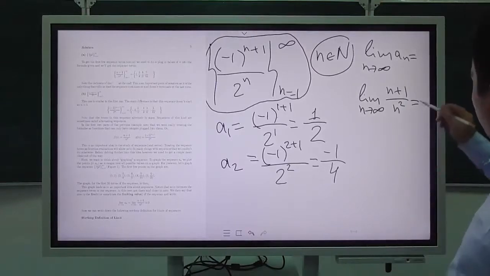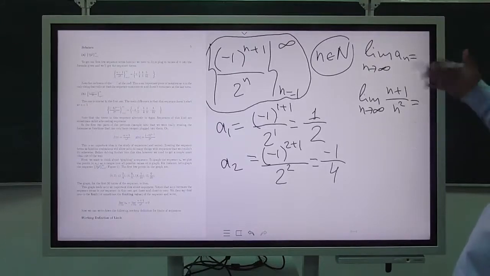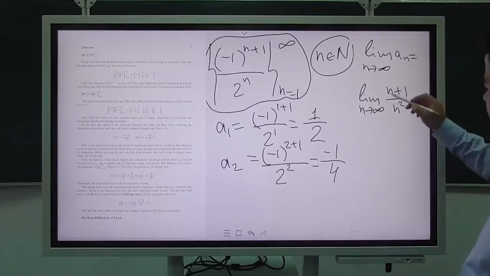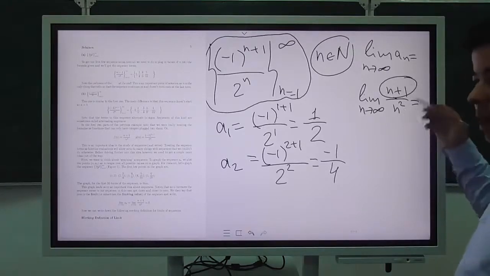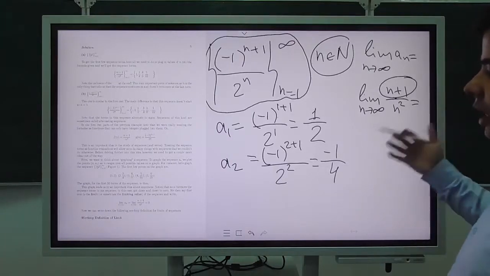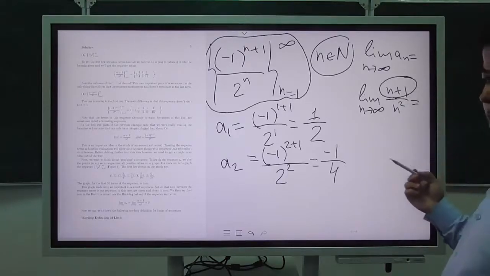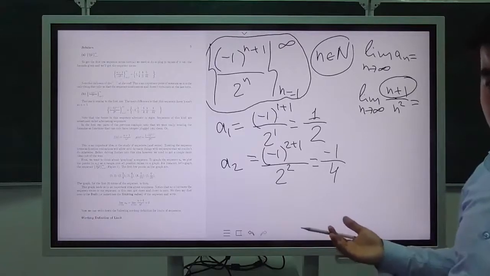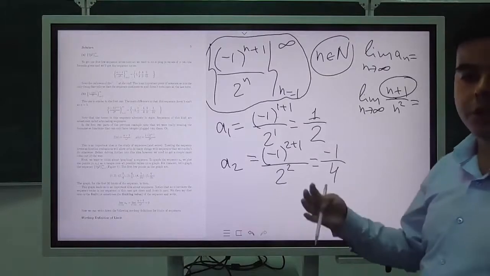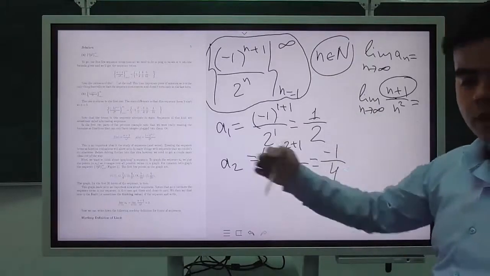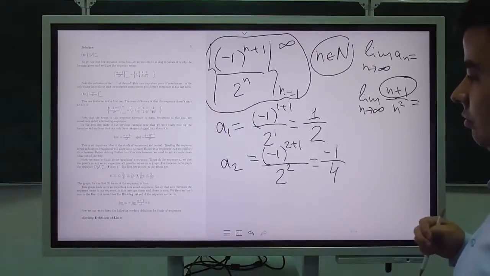So look here, which one goes to infinity faster? In this case, the numerator is less than the denominator, because here we have the power n squared, 2 times n it means. So the denominator is greater than the numerator and it goes to 0. If the denominator goes to infinity faster than the numerator, such a sequence goes to 0.